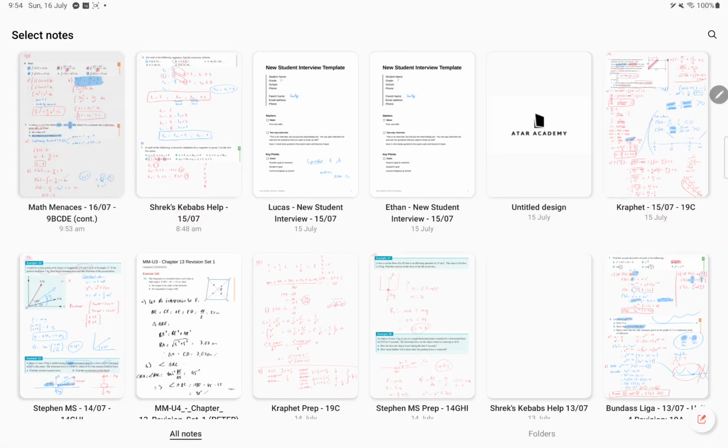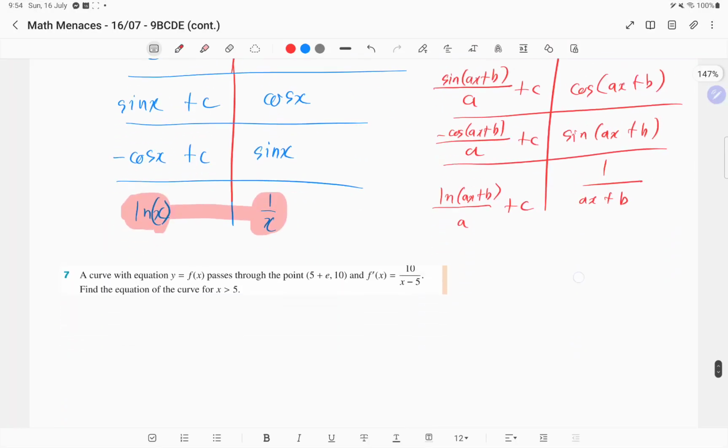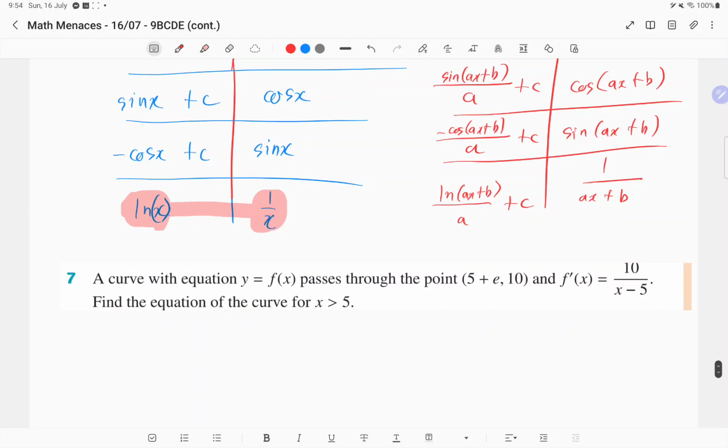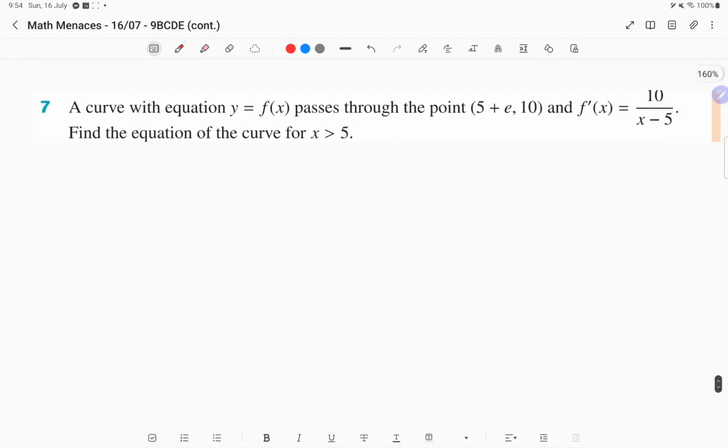I don't know why they mark this one as complex familiar. I don't think this one is. If you can do the other one, this one doesn't really feel like a complex familiar. But maybe for a new student, it might be. The curve with that equation passes through the point 5 plus e, 10, and f dash equals 10 over x minus 5. What are the steps to do this one?